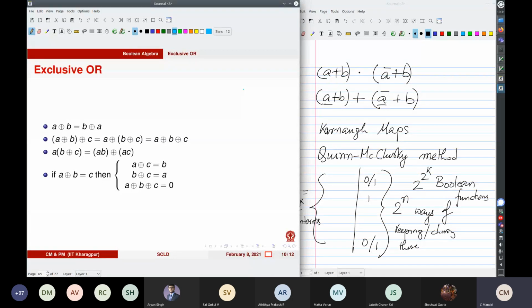And if A XOR B happens to be equal to C, then you have these properties. So if A XOR B is C, all these properties hold. I think these are fairly intuitive, so you can verify these as well.